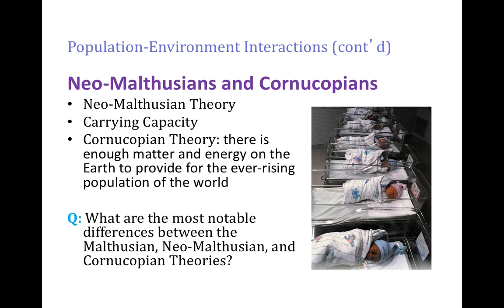Cornucopian theory is the idea that I was just sort of talking about: there's enough matter and energy on the earth to provide for our population. We just need to use it wisely. That's what I was getting to with my whole hippy dippy idea of buildings being like trees and our cities being like forests. It goes along with that cornucopian theory that we have the matter, we have the energy. We just need to utilize it in a way that doesn't destroy the environment and allows us to take care of our population.